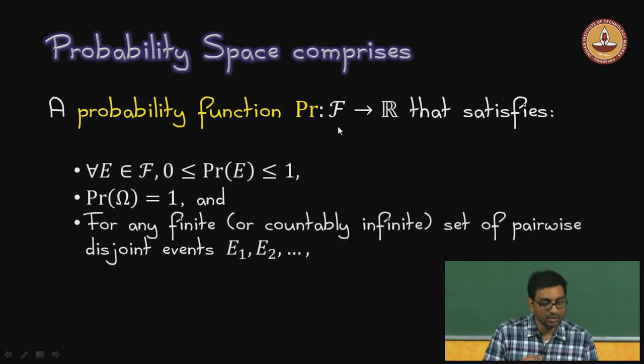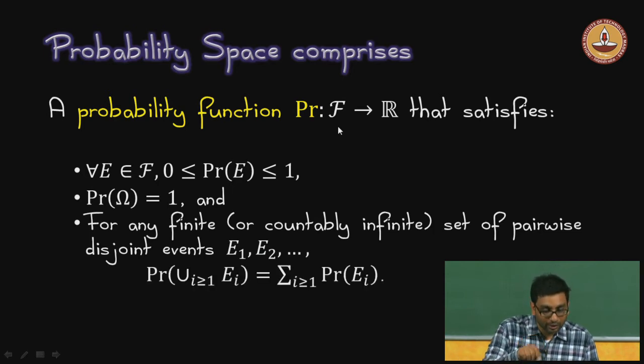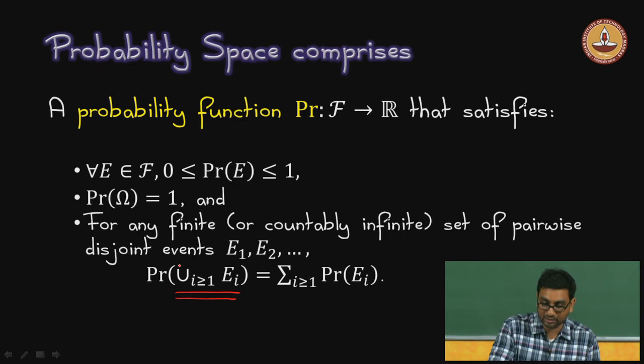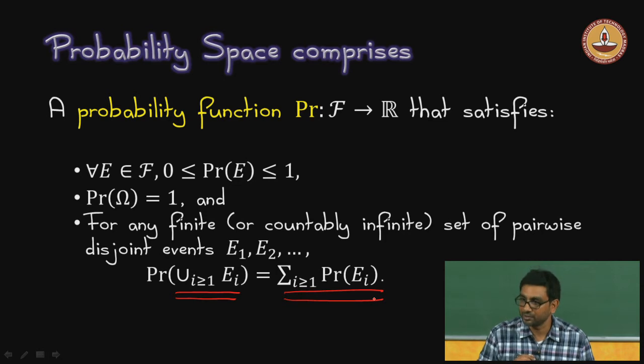And the third axiom is, now if you look at any set of pairwise disjoint events. Remember, events are sets, so you can talk about pairwise disjoint sets. If you look at pairwise disjoint sets and you consider the event obtained by taking the union of those events, E1, E2 and so on, now that probability has to be equal to the sum of the individual probabilities.